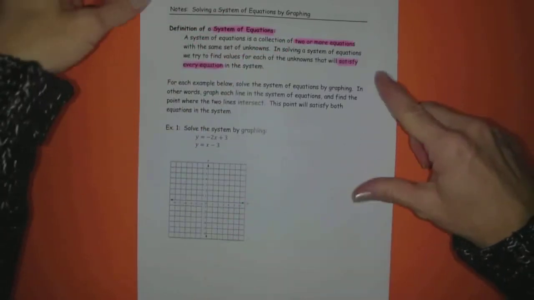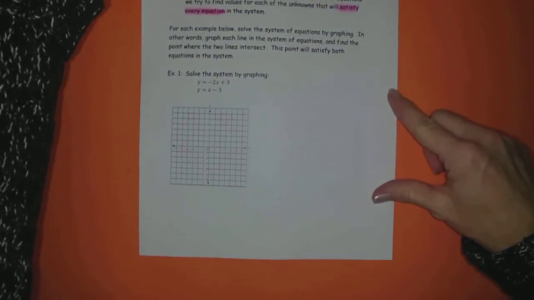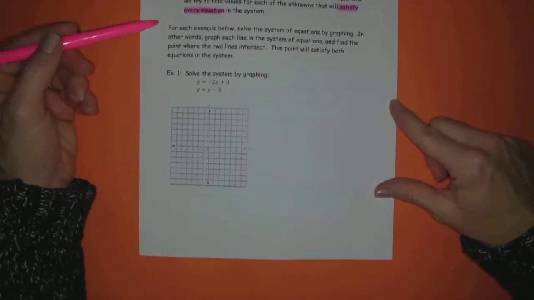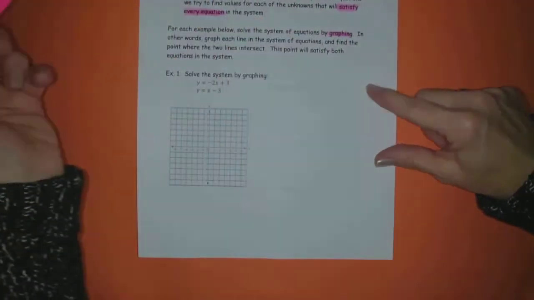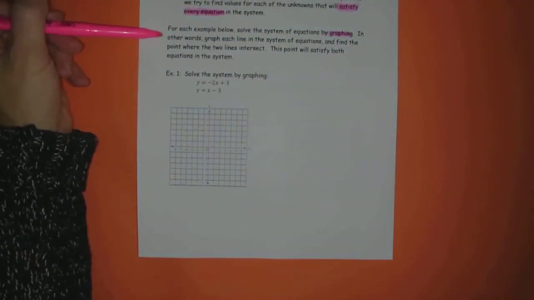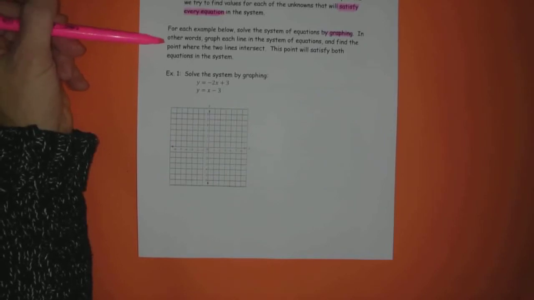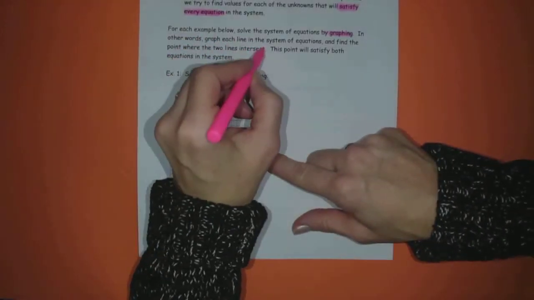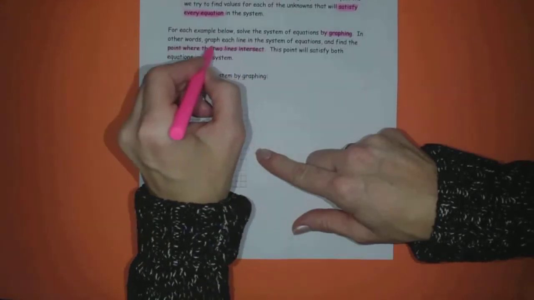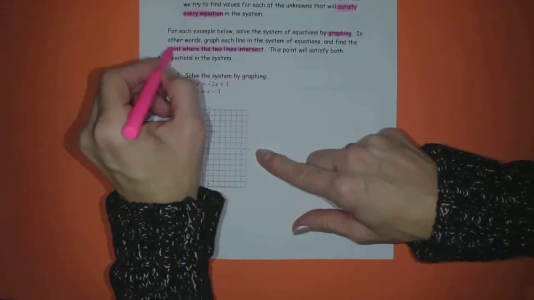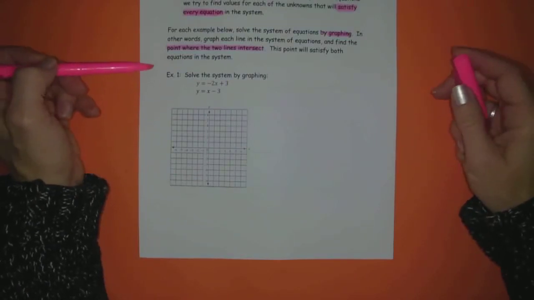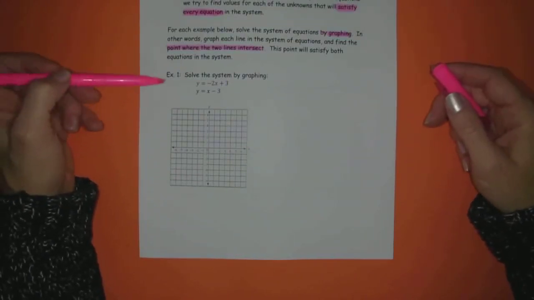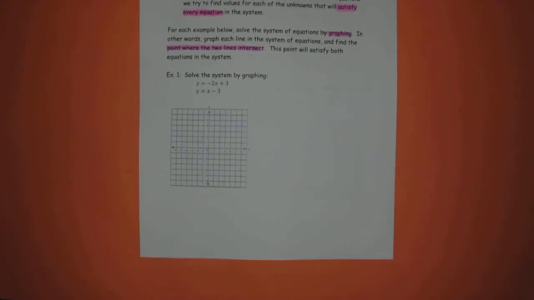Okay, so let's read our directions here. It says for each example below, solve the system of equations by graphing. In other words, graph each line in the system of equations and find the point where the two lines intersect. This point will satisfy both equations in the system. So if you're a good grapher, this is a really simple concept. So let's take a look at example 1.